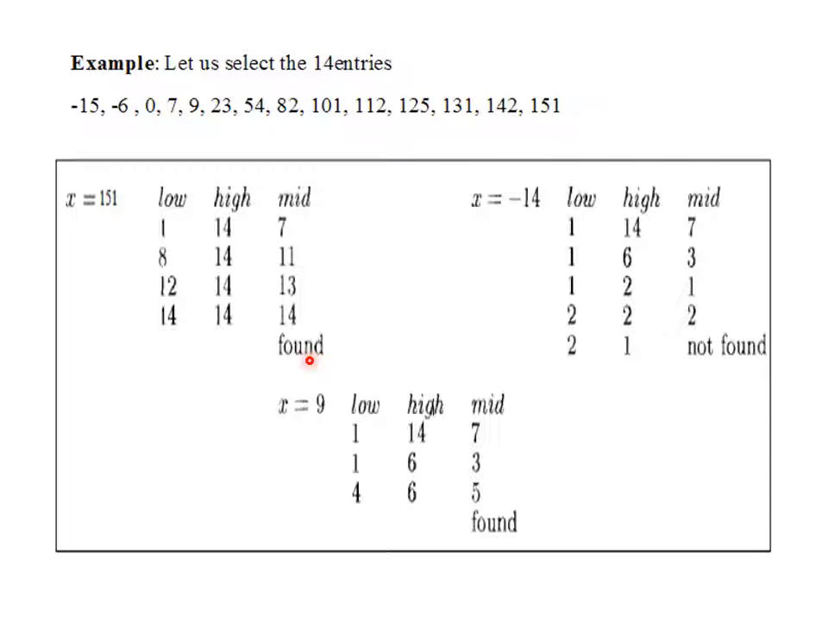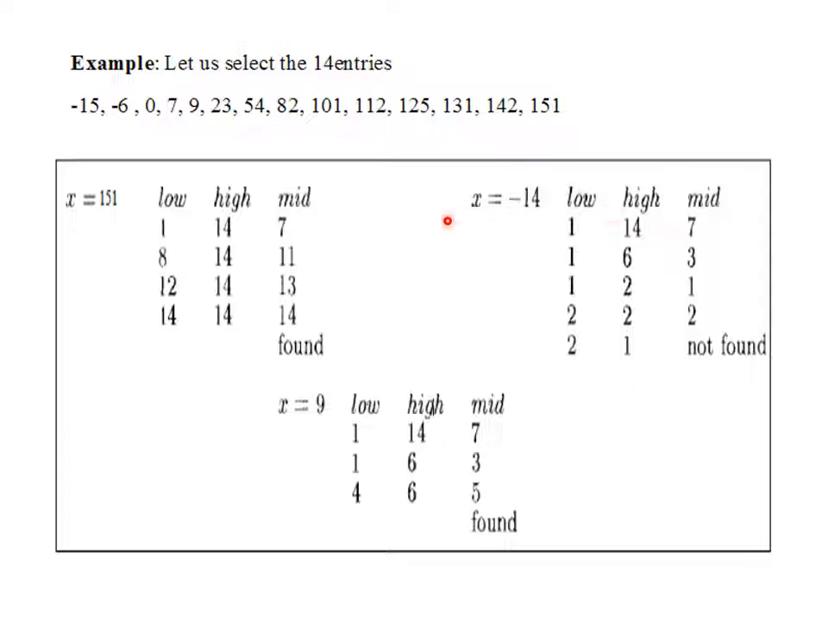Now similarly, we see the next case, an unsuccessful search. The key minus 14 is not there. So what are we doing? We start with low = 1, high = 14, and the mid value is 7. First we check whether the mid value is equal to the search item minus 14, and this is not true.